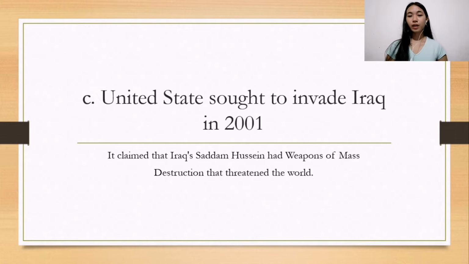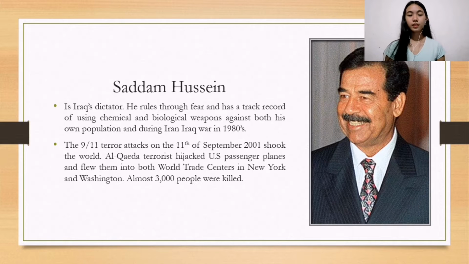This claimed that Iraq's Saddam Hussein had weapons of mass destruction that threatened the world. Saddam Hussein is Iraq's dictator. He rules through fear and has a track record of using chemical and biological weapons against both his own population and during the Iran-Iraq War in the 1980s. Please take note that he rules through fear.